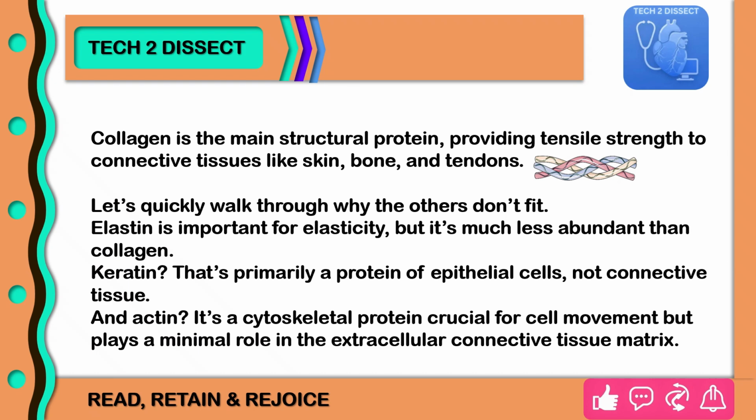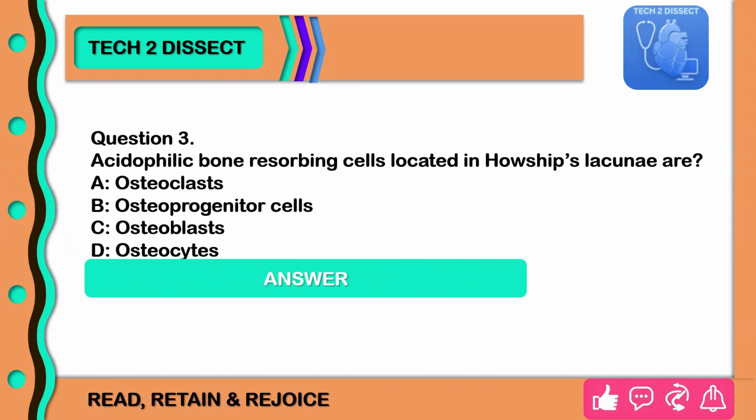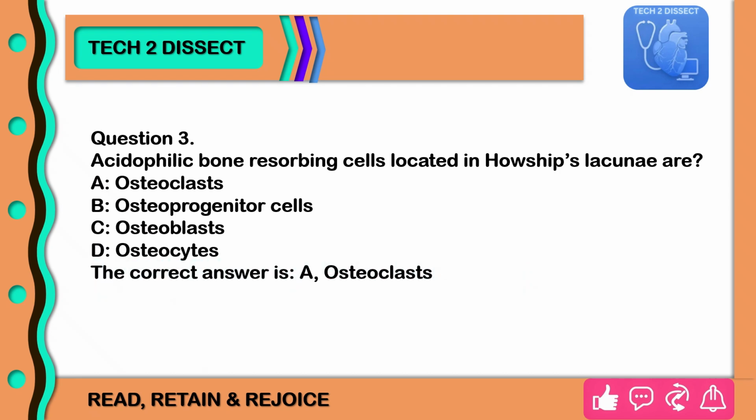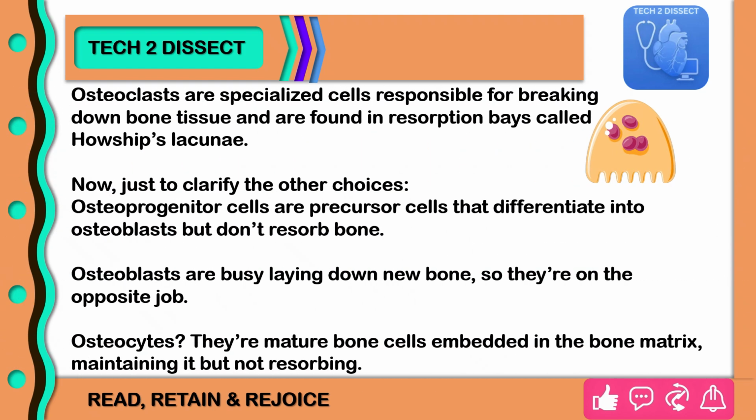matrix. Question 3. Acidophilic bone-resorbing cells located in Howship's lacunae are A. Osteoclasts. B. Osteoprogenitor cells. C. Osteoblasts. D. Osteocytes. The correct answer is A. Osteoclasts. Osteoclasts are specialized cells responsible for breaking down bone tissue and are found in resorption bays called Howship's lacunae.